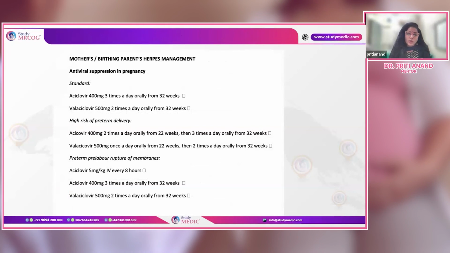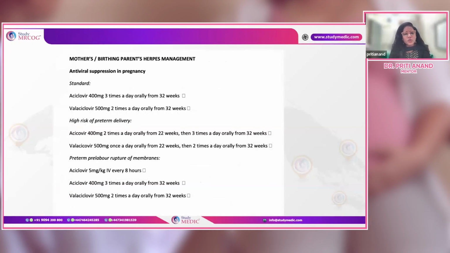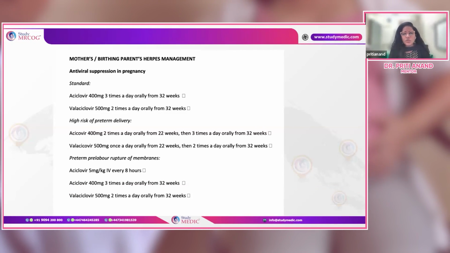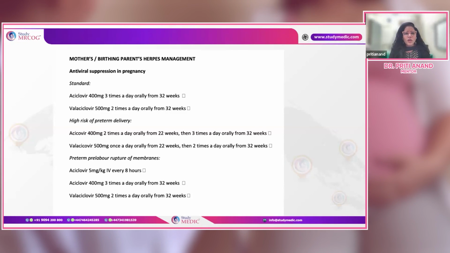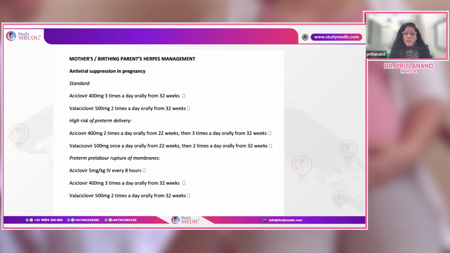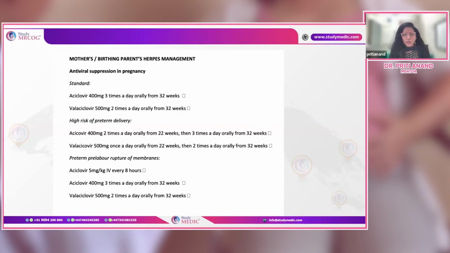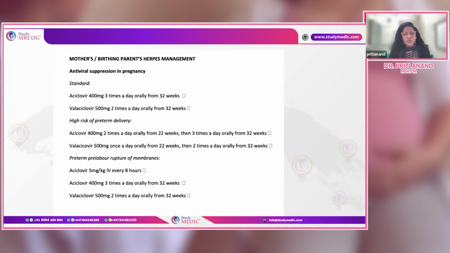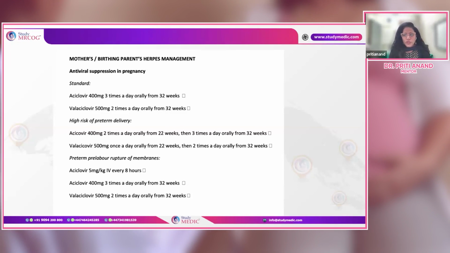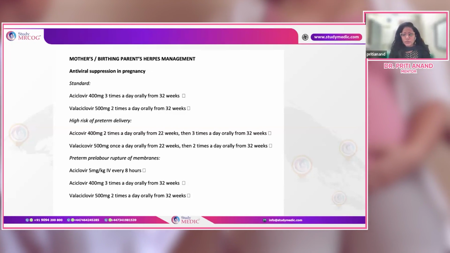For people whom you might require to start it from 22 weeks, who are at high risk of premature delivery, you have to give 400 mg twice daily as a prophylactic dose from 22 weeks, or valacyclovir 500 mg once daily from 22 weeks. If the patient has premature rupture of membranes, then you can give IV drugs. Once you have given IV, you change from IV to oral drugs from 32 weeks if they are able to continue the pregnancy.